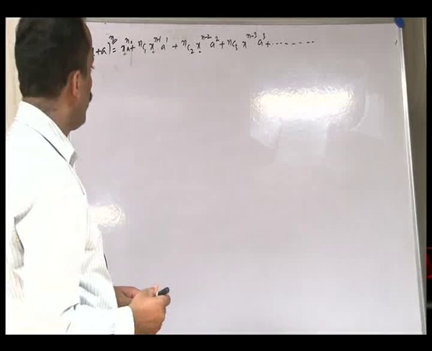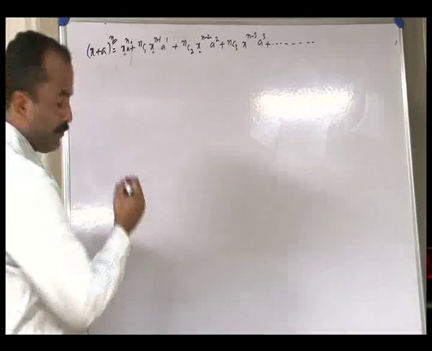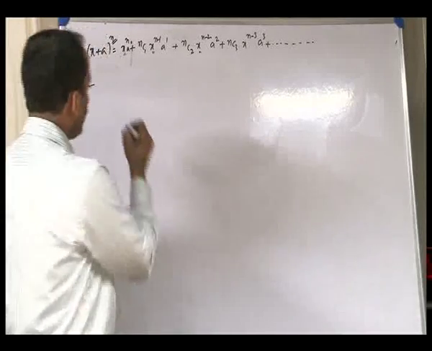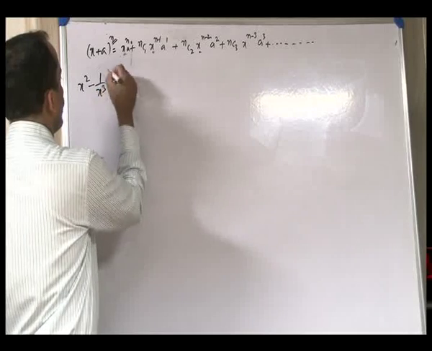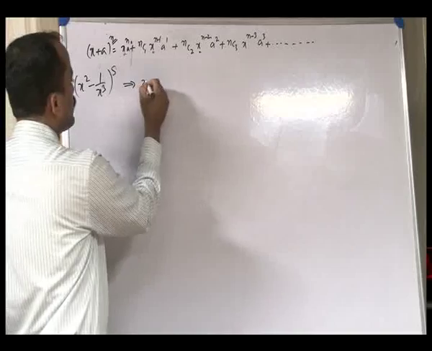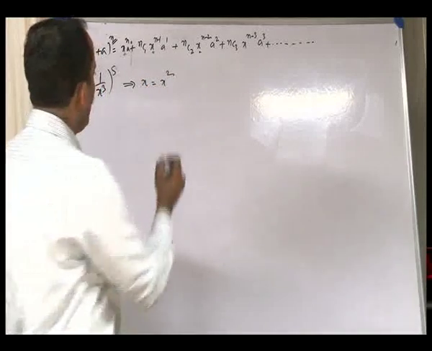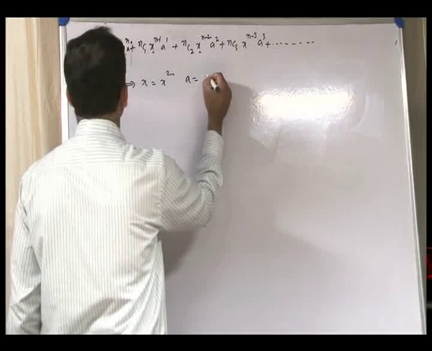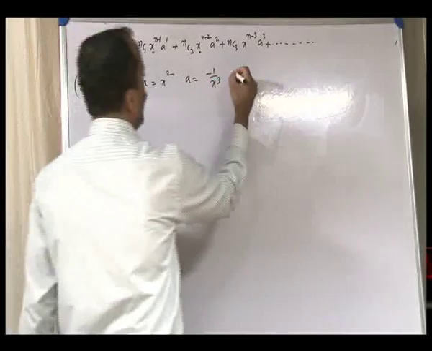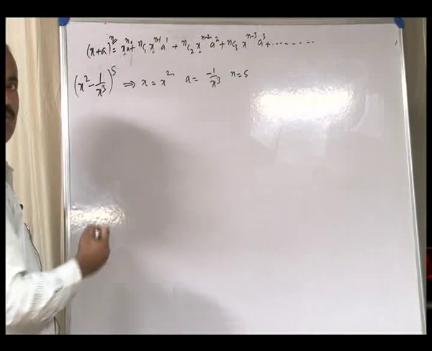Let us expand one more term: x squared minus 1 over x cube, all to the power of 5. Actually, here the x term is x squared itself, the a term is minus 1 over x cube, and n is equal to 5.